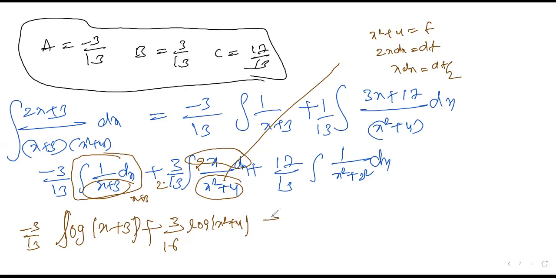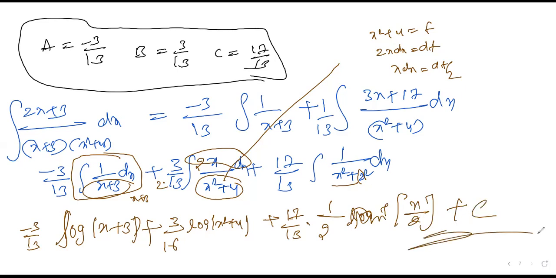Next, 17 by 13 integration of 1 by (x square plus 2 square). What is the methodology you need to follow? I'll delete the integration now. Integration of 1 by (a square plus x square) is 1 by a tan inverse of x by a. Am I clear? 1 by a means what value here? It is 2. So 1 by 2 tan inverse x by 2 plus c. Still clear? Any doubt? This is the way you need to proceed.